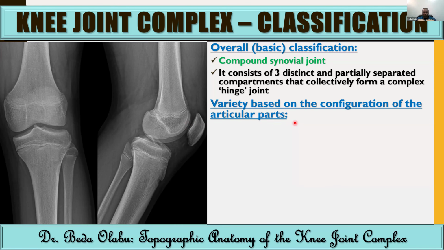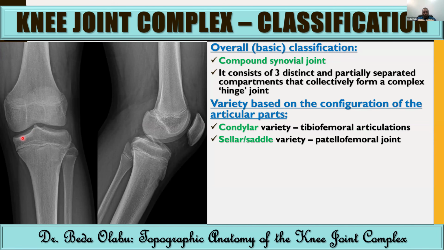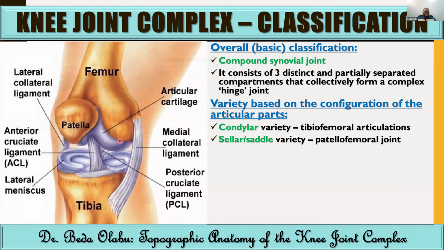Based on the configuration of the articulating surfaces, we consider the tibiofemoral articulation to be of a condylar variety because we have the femoral condyles articulating with the tibial condyles. Based on this other joint here, we look at the patellofemoral articulation. We consider it a sellar joint, or a saddle variety, because of the nature of the articulating surfaces there. The articulating surfaces there are convex in one direction and concave in another, almost 90 degrees direction. And that is what constitutes a sellar variety. So this is the condylar variety, the medial and lateral tibiofemoral articulation. And then there's a sellar variety, the patellofemoral articulation.